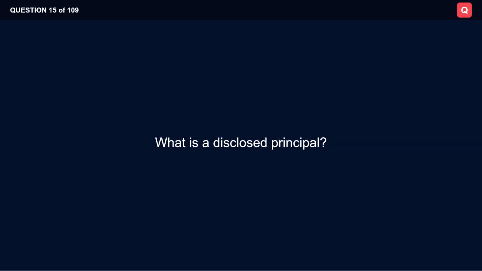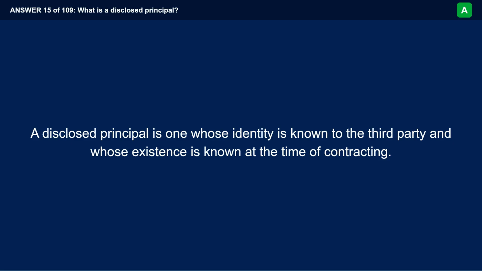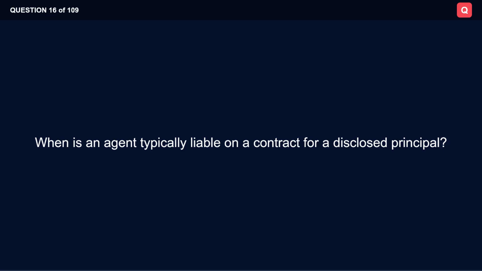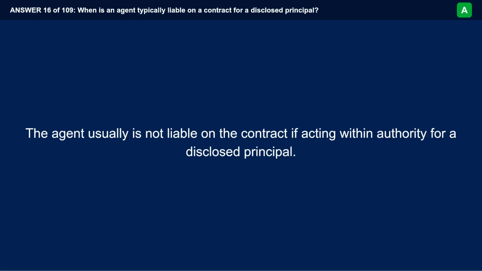What is a disclosed principal? A disclosed principal is one whose identity is known to the third party and whose existence is known at the time of contracting. When is an agent typically liable on a contract for a disclosed principal? The agent usually is not liable on the contract if acting with authority for a disclosed principal.